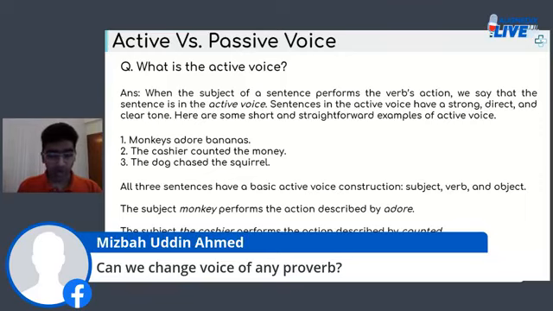Actually, no. Only verbs have voices. Verbs have tenses, moods, number, and person. No, not proverbs. Wait, you're talking about a proverb, right? Could you come up with any proverb so that we could see whether we could apply a change of voice to it?